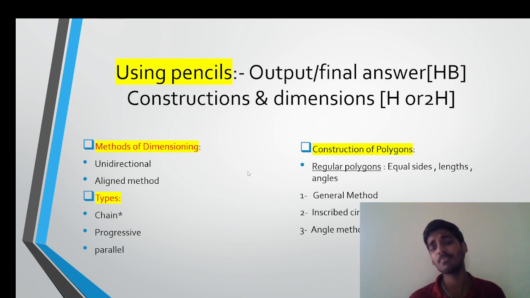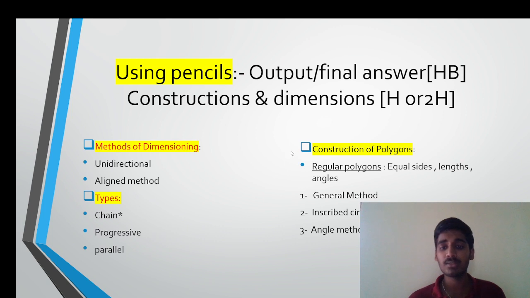Coming to construction of polygons, it is your third chapter in your first unit, geometrical constructions. What are polygons actually? Polygons are closed surfaces having 4 or more sides. Even a square is a polygon. What are regular polygons? Regular polygons have equal side lengths and angles. If one side is 40 mm, the other side should also be 40 mm. It is known as a regular polygon.